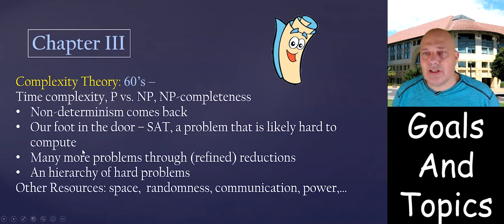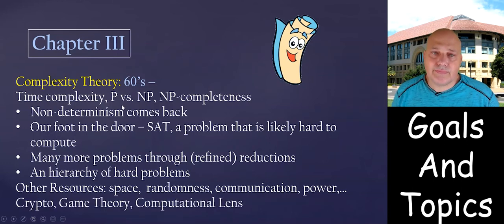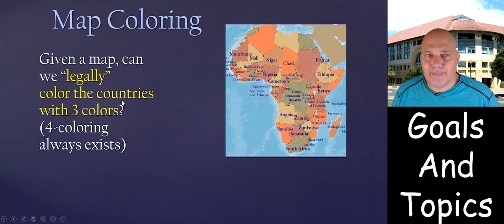We'll mention in much less detail other resources of computation: space, randomness, communication. We will not discuss other resources that are becoming more and more important, like power. And we'll give another kind of visit to the computational lens: crypto, game theory. So I don't want to leave you just with this very big list. I want to give you one example of something we'll care about.